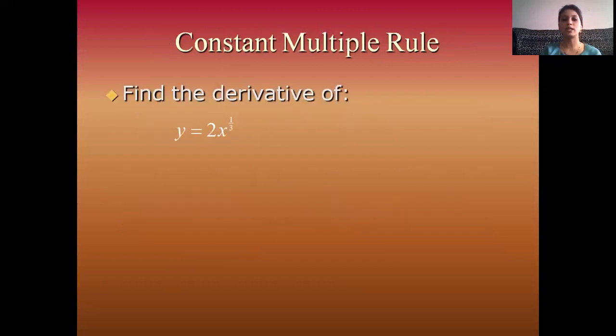Example on constant multiple rule. First example, find the derivative of y is equal to 2 into x raised to 1 by 3. Apply the derivative on both sides. So y is equal to 2 into x raised to 1 by 3.